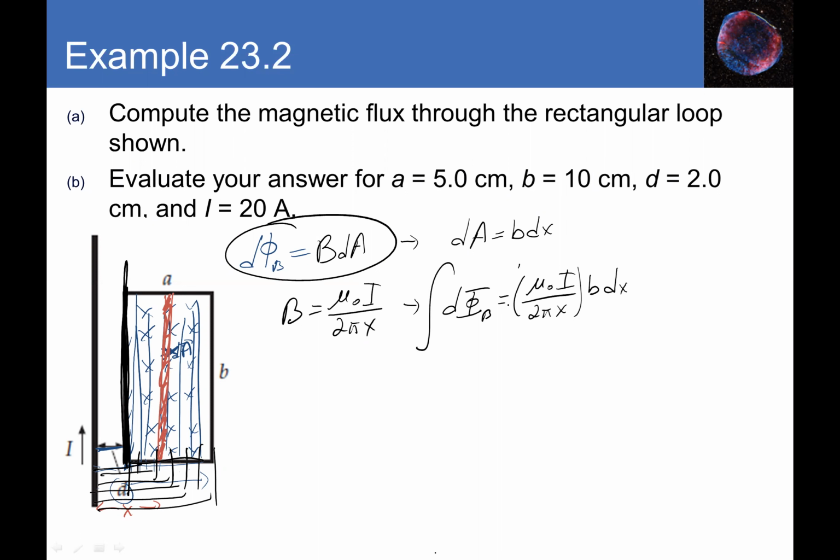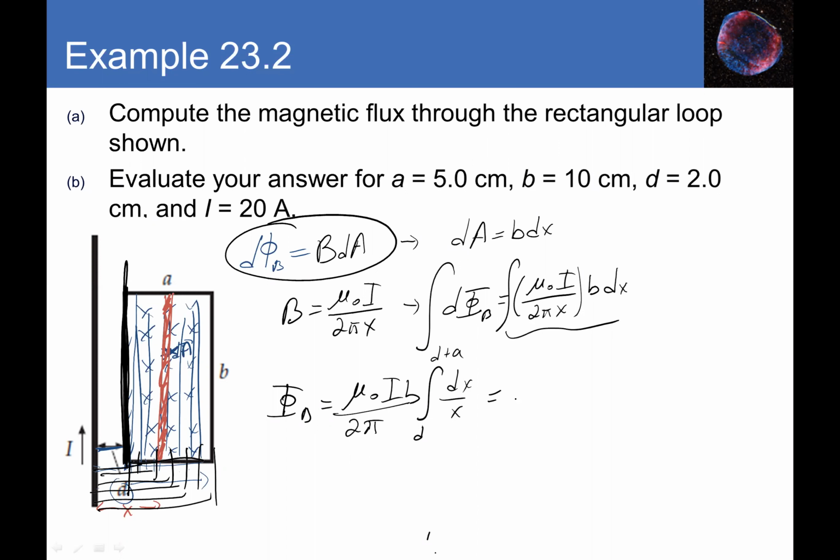Then what I do here is integrate both sides. On the left side, the integral of dΦ becomes just the flux. On the right side, I have all this inside the integral. But I can see that mu naught is a constant, current is a constant, 2 pi is a constant, B is a constant. The only thing is dx over x. I'm going to integrate over distance, because my rectangular loop has a closest distance of d and the furthest distance is d plus a.